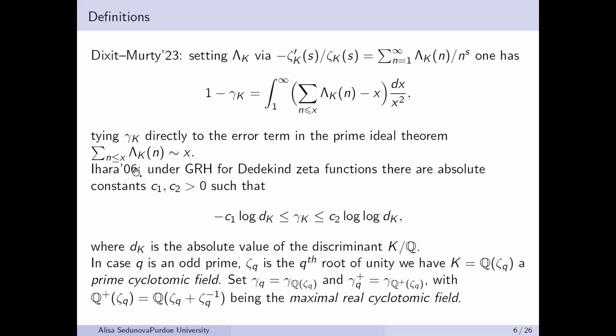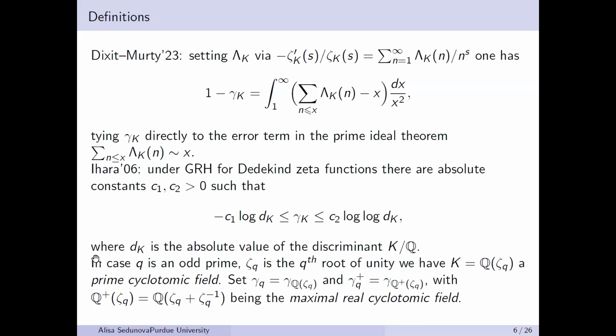Okay, one of the possible questions you may ask is how this gamma k can behave depending on k. Under GRH, for Dedekind zeta functions, there are absolute constants such that gamma k is squeezed between minus C1 log dk and C2 log dk, where dk is the absolute value of the discriminant. This was studied by Ihara in 2006, and this is just to keep track of what is going on. Here we have minus log, here we have a double log. I'm going to refer to the average results later, but this is what we have under GRH.